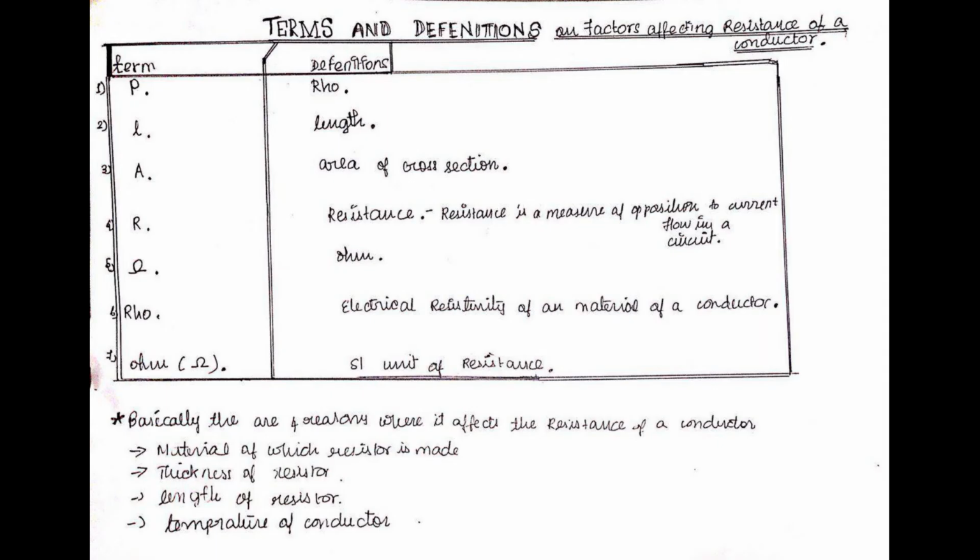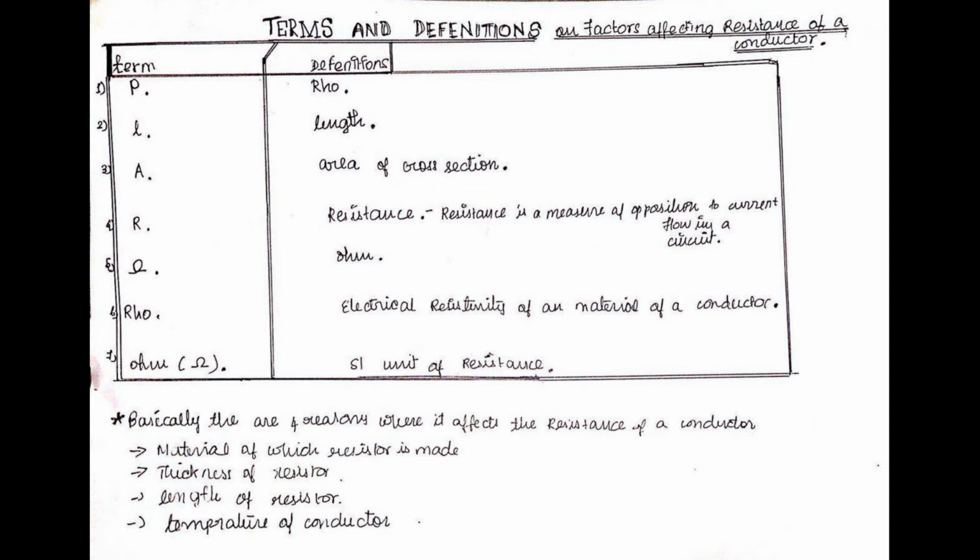So guys, let's go with the terms and definitions on factors that are affecting the resistance of a conductor. We know that rho is the electrical resistivity of a material of a conductor, and L is the length, A is the area of cross section, and R is the resistance. So ohm is the SI unit of resistance. Now, what is resistance? Resistance means it's a measure of opposition force to a current in an electric circuit.